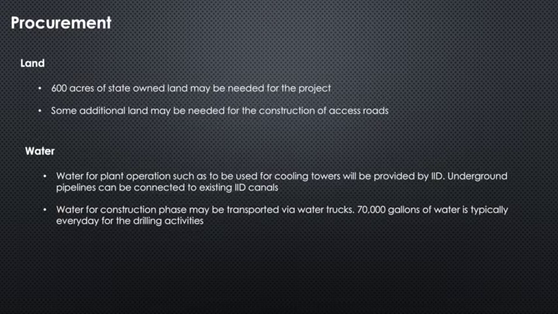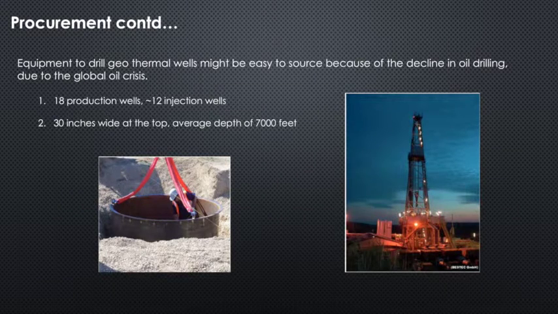Cooling is an integral part of power plants. It is observed that the lower the cooling temperature, the higher the potential plant efficiency. For this, underground pipelines can be laid out connecting to existing IID canals. Also, water required for drilling activities can be supplied via trucks. Due to the existing global oil crisis, it would be easier to source the drilling equipment needed for geothermal wells, which would further cut down the initial cost of geothermal power plants.